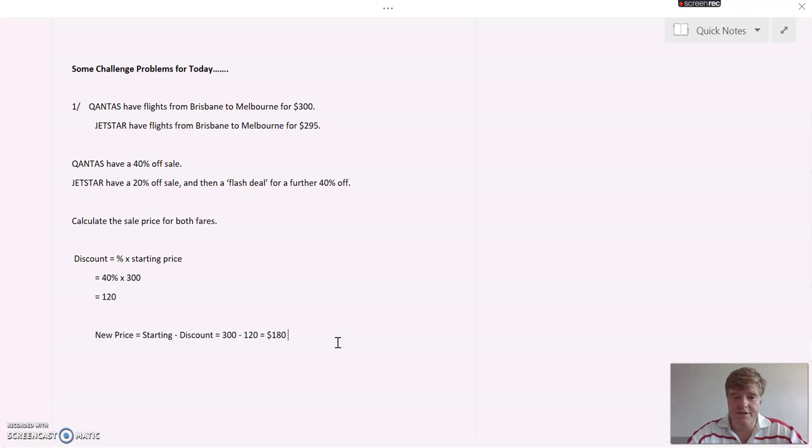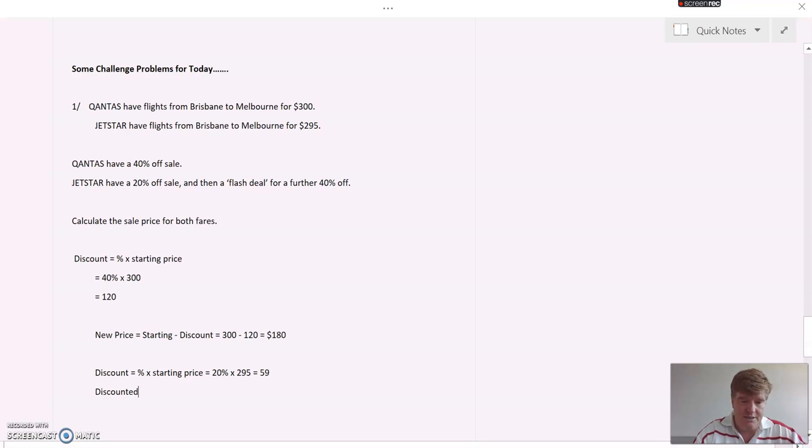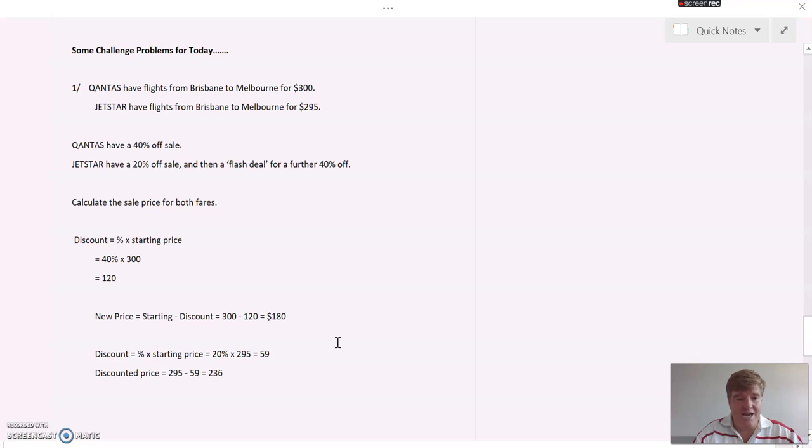Jetstar have got the interesting little quirk where they've got two discounts. So we're going to have to do this twice. Discount is going to equal the percentage multiplied by the starting price. So that's going to equal, first is 20% discount multiplied by a starting price of $295. And that's calculated automatically, that's $59. So the discounted price is going to be $295 minus the $59, $236.